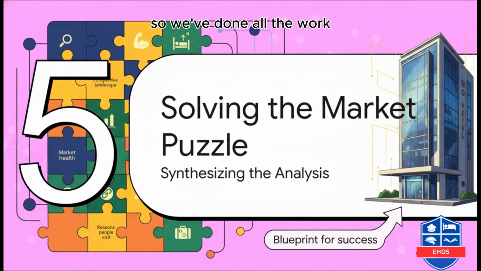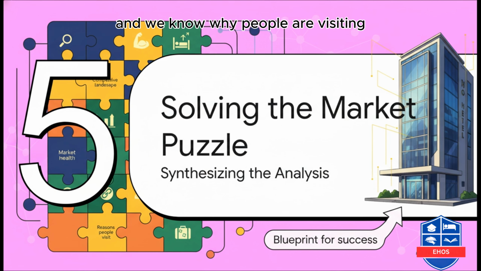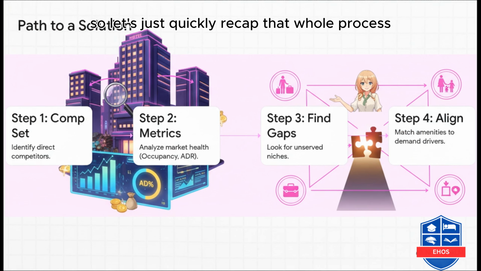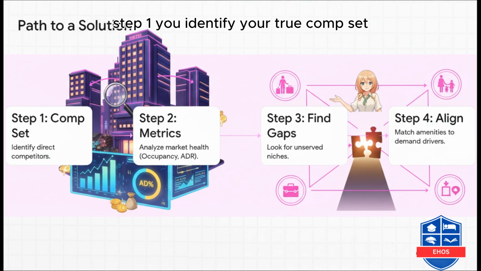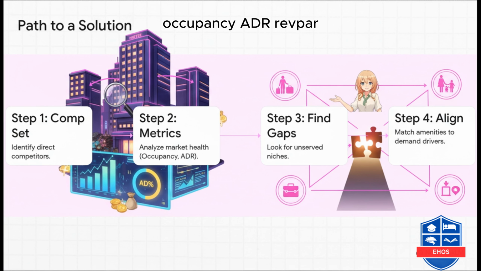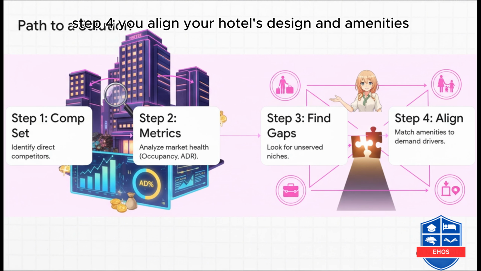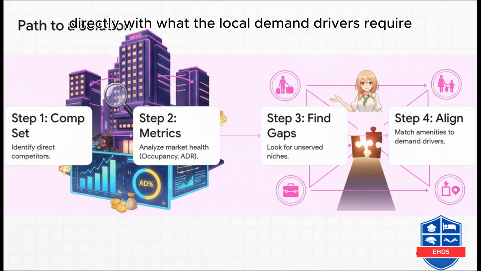So, we've done all the work, we've gathered all the pieces of our puzzle. We know the competition, we know if the market's healthy, we've found the unserved gaps, and we know why people are visiting. The final step is to put it all together and solve that market puzzle. So let's just quickly recap that whole process. Step 1, you identify your true comp set. Step 2, you analyze those key health metrics: occupancy, ADR, RevPAR. Step 3, you strategically hunt for those unserved niches, those gaps in the stack. And finally, step 4, you align your hotel's design and amenities directly with what the local demand drivers require.